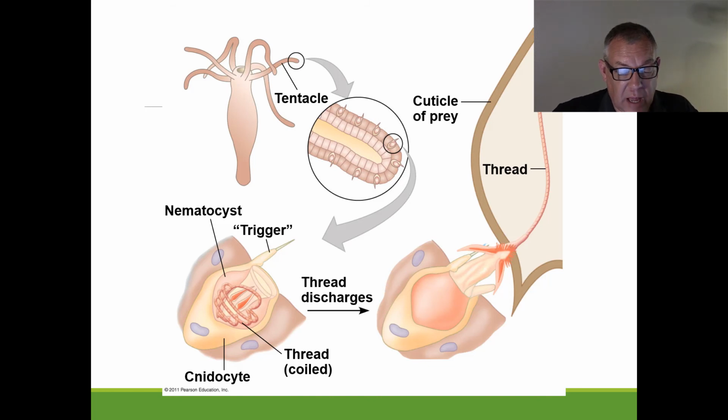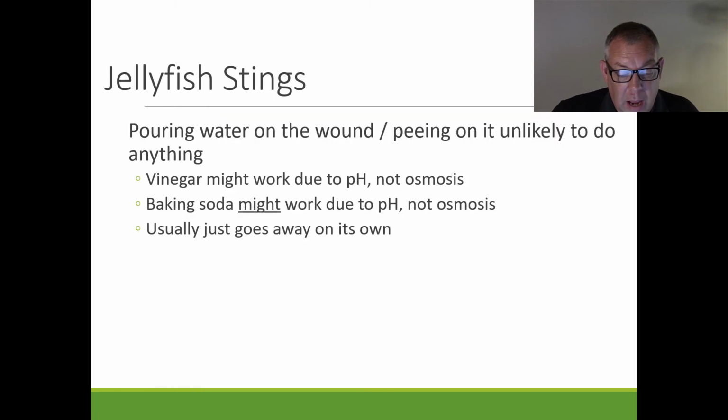If you go through the steps, you can see how in the last part that cell has swollen up and shot that thread out. And that's a jellyfish sting. So pouring water on it, peeing on it, is unlikely to do anything. It might dilute the venom a little bit, but by that point, it's injected underneath the skin, so it's going to be hard to flush that out. Vinegar might work, and it might be due to the pH, not osmosis.